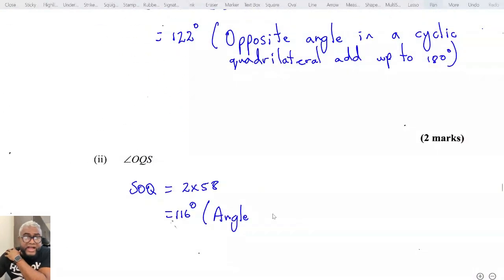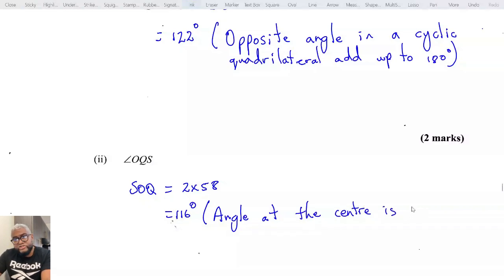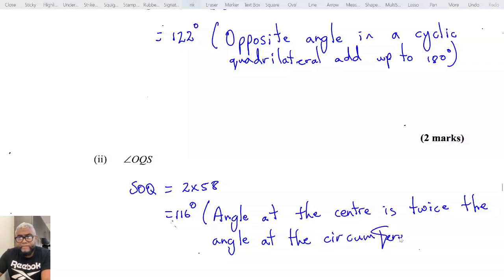SOQ is 116. Please write down these reasons: angle at the center is twice the angle at the circumference. Angle at the center is twice the angle at the circumference.